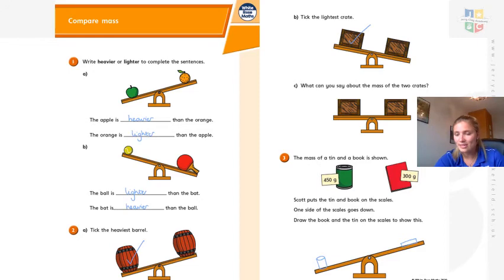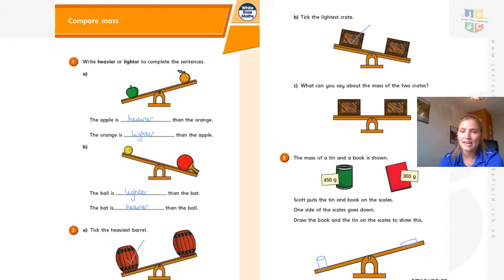So 2A, the heaviest barrel will be the one that is weighing more, so it is closer to the ground. For part B, the lightest crate is going to weigh the least, so it's not going to be as close to the ground, so it will be the one on the left. And what can you say about the mass of the 2 crates in part C? Now you should have said something along the lines of that the crates will weigh exactly the same because the scales are balanced. They are not unbalanced and they look like they weigh the same.